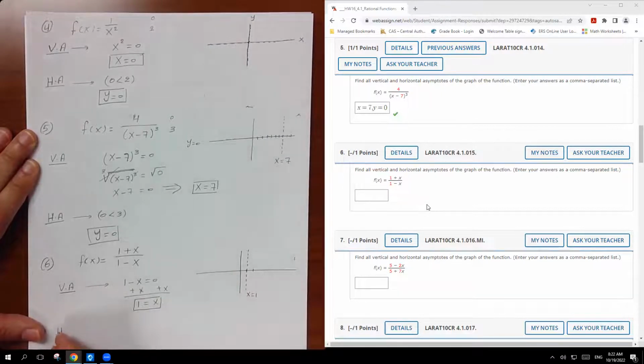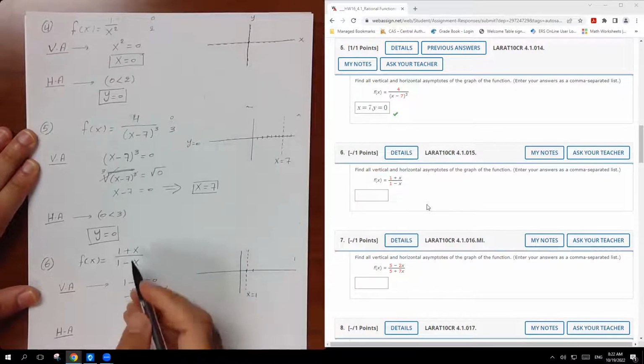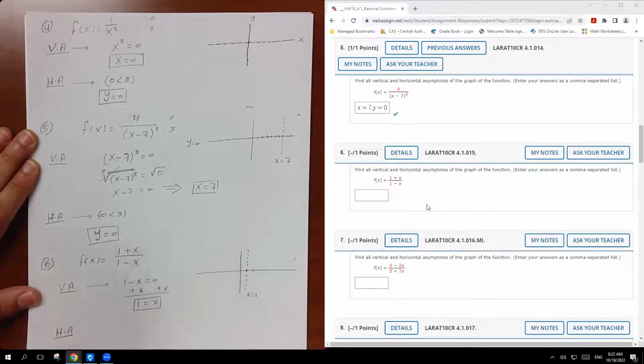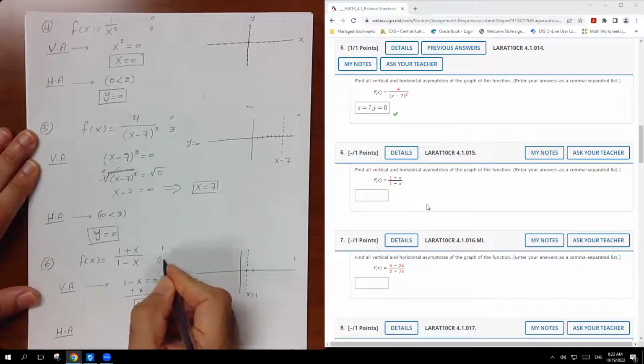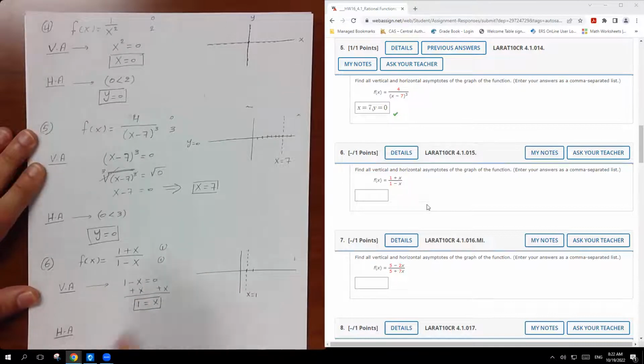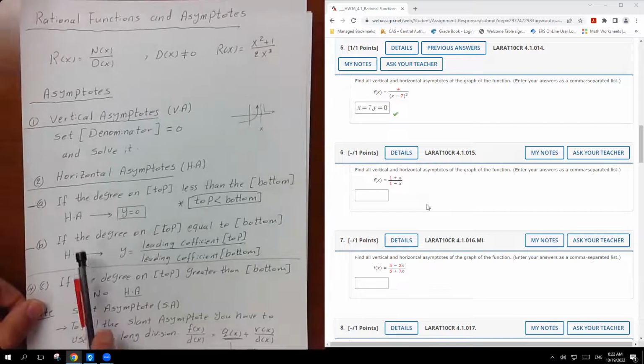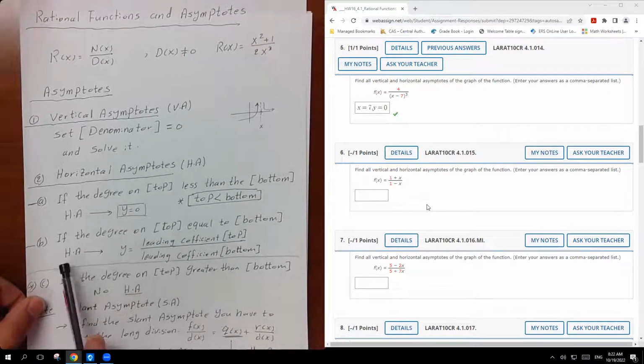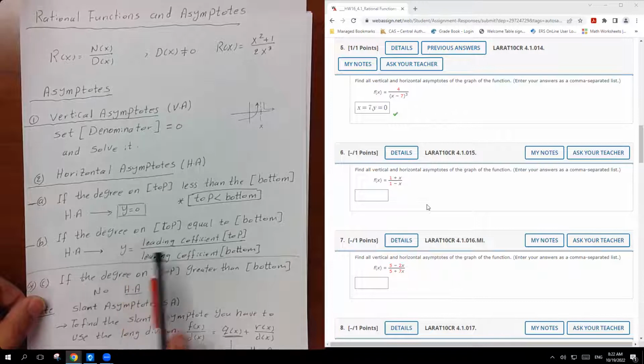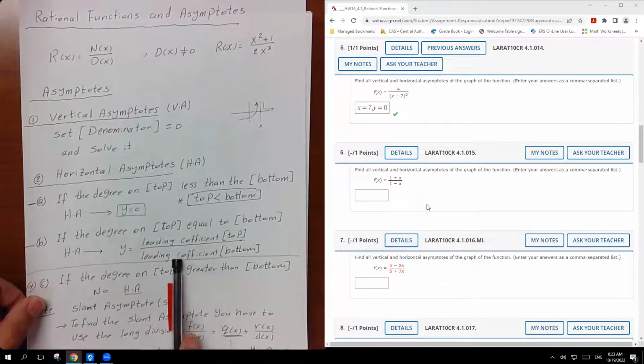To find the horizontal asymptote, now let's check the degree on the top and the degree on the bottom. Be careful: the degree here is 1, and the degree here is also 1. So in this case, the degree on the top, 1, equals 1. So we're going to go to the next rule: if the degree on the top is equal to the bottom, the horizontal asymptote is going to be y equals the leading coefficient on the top over the leading coefficient on the bottom.